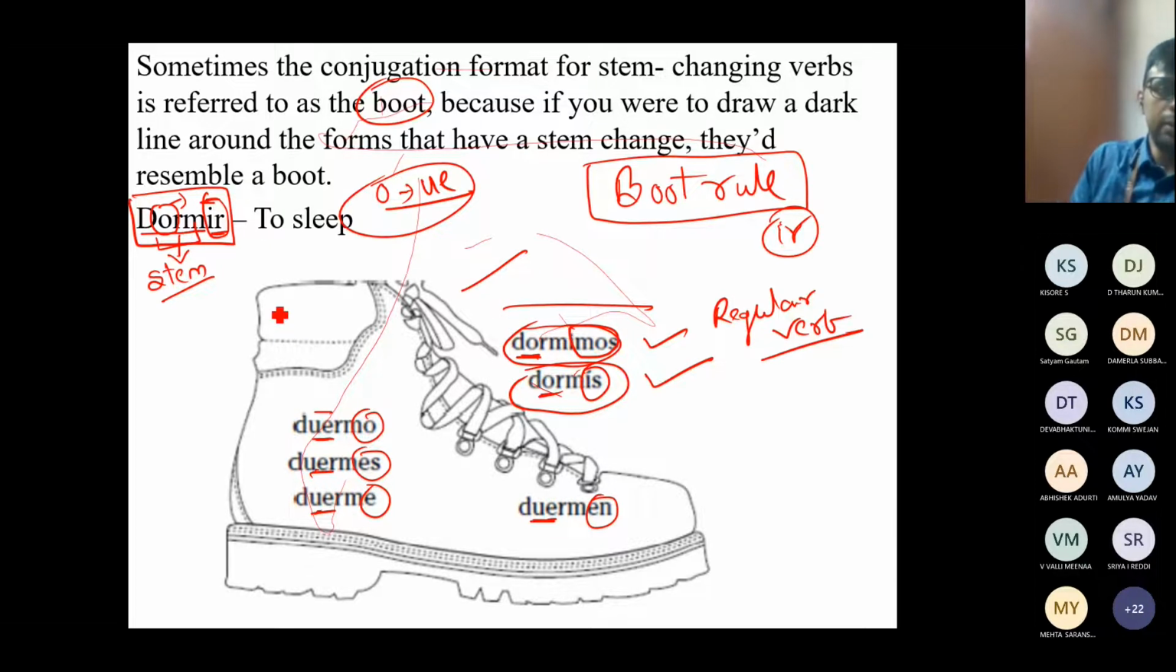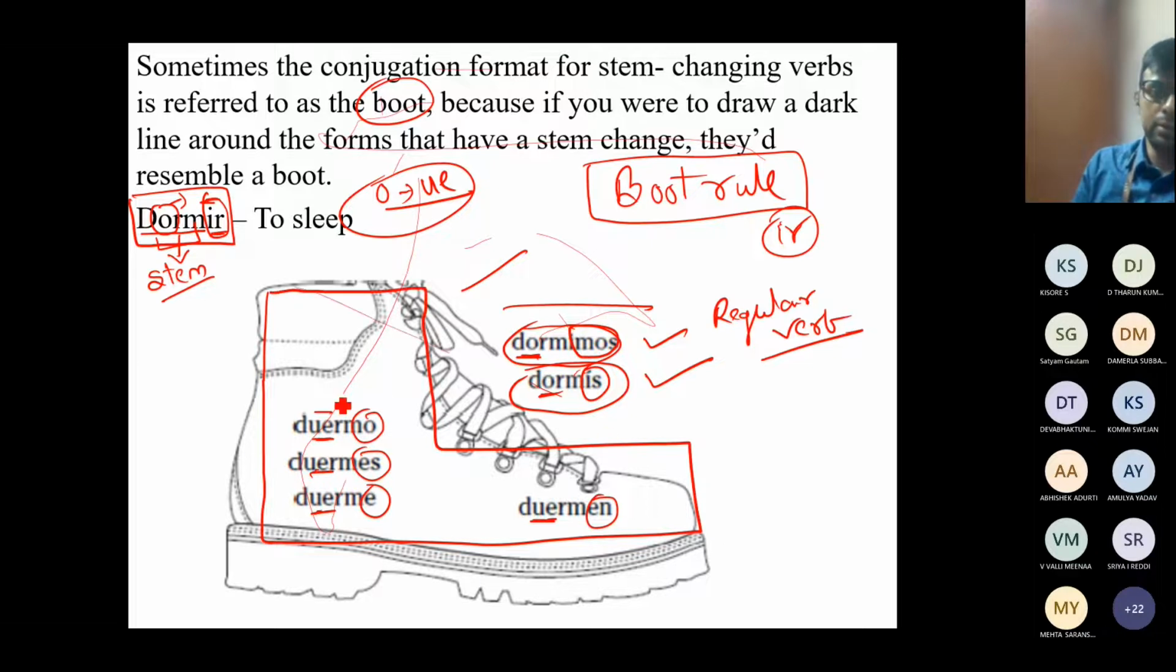So if you draw the line, okay, that line which is there for the verbs which are changing in the stem part, this is how you will draw, and it resembles a boot. Okay, so that is why we call it a boot rule. So under this drawing, only these four forms are coming. So only in these four forms the stem will change. The nosotros and the vosotros form, the stem part will not change, only the end part is changing.